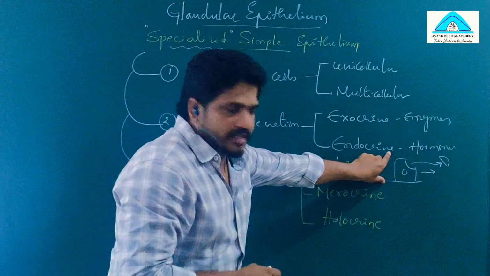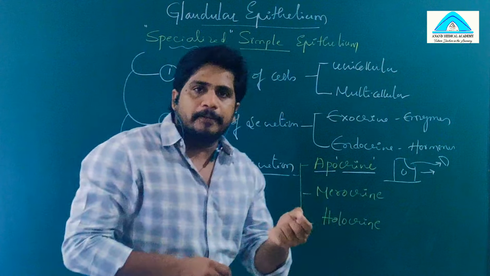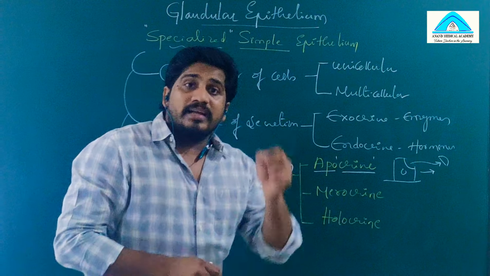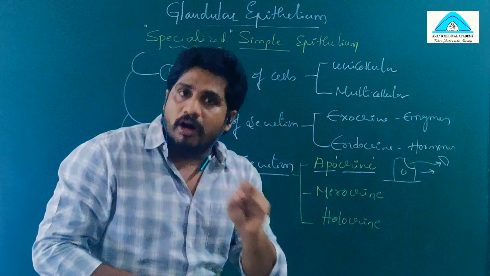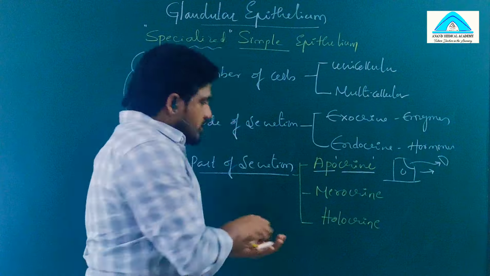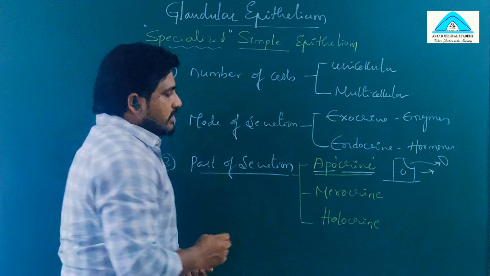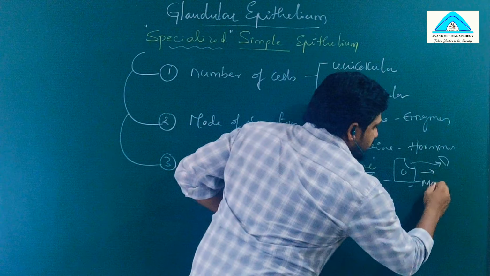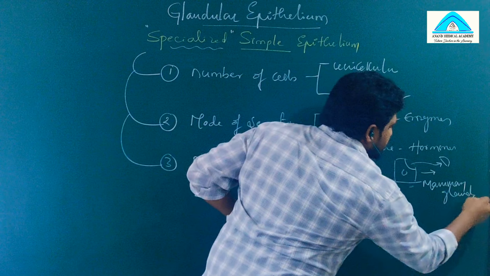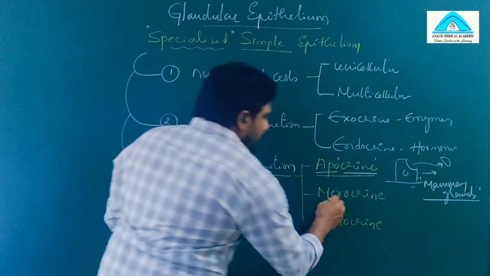The entire cell is not secreting. Apical means tip. A tip will be secreted. That is called apocrine. The tip of the cell will be secreted, not an organ or tissue. The tip of the cell will be secreted as a chemical. Such cells are called apocrine glandular cells. Example, mammary glands. Mammary glands, which type are they? Apocrine type.